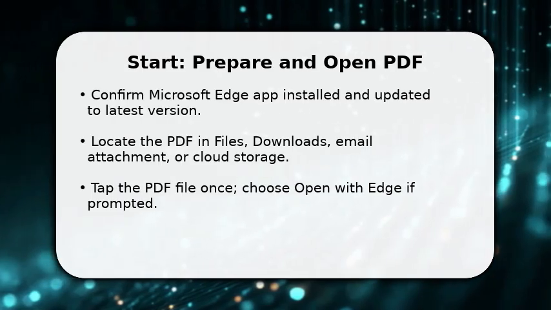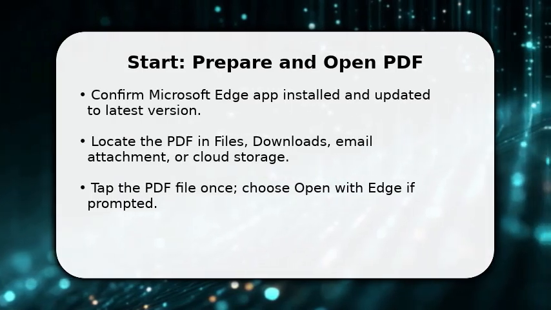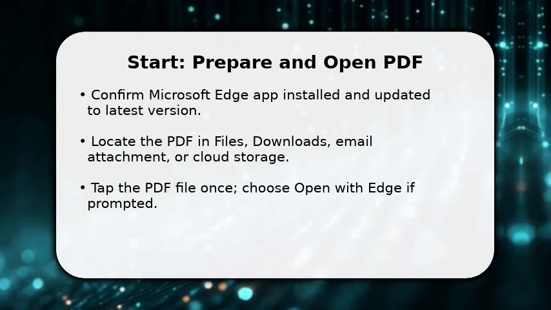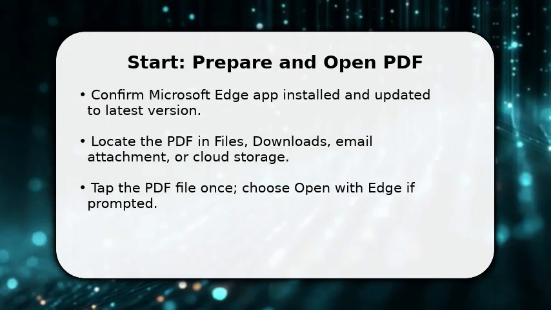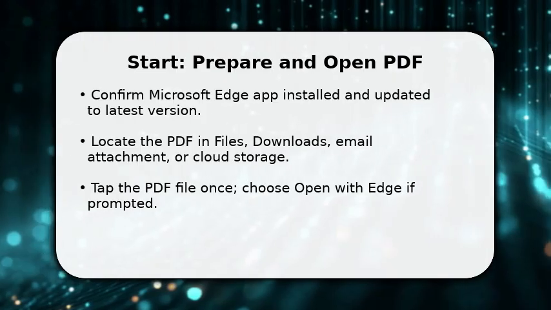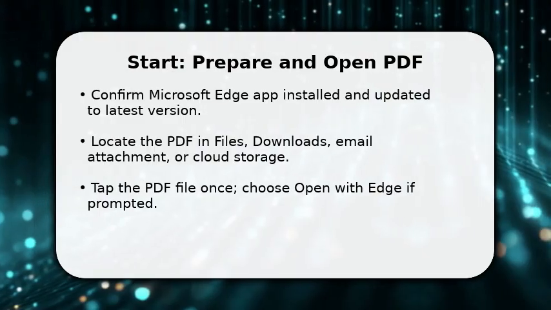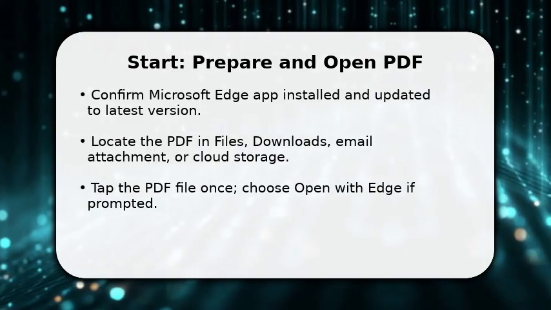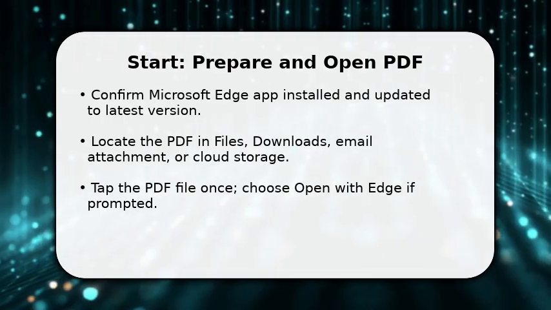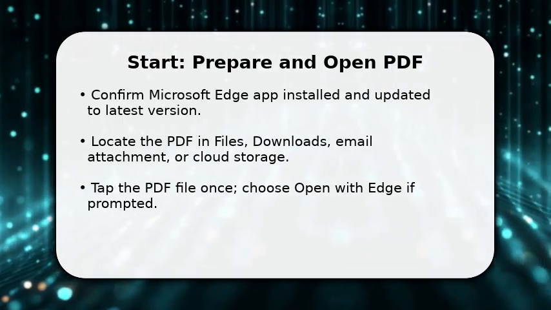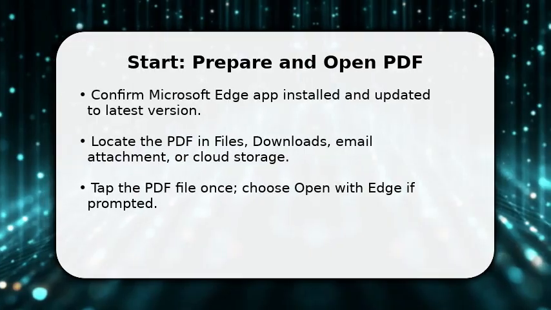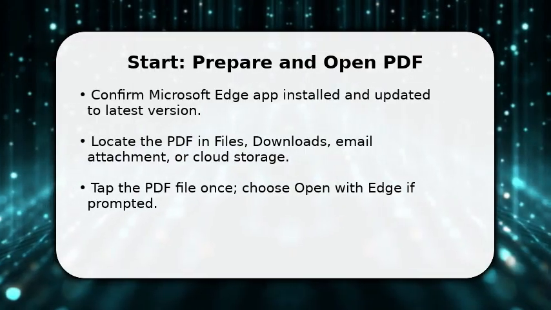Now begin. Open your file manager or email, find the PDF, and tap it once to trigger the Open menu. If your phone asks which app to use, select Microsoft Edge and choose Always or just once depending on your preference. Make sure Edge has permission to access files. If not, grant storage or files permission in app settings. Once done, Edge will load the document viewer and render the first page within seconds.